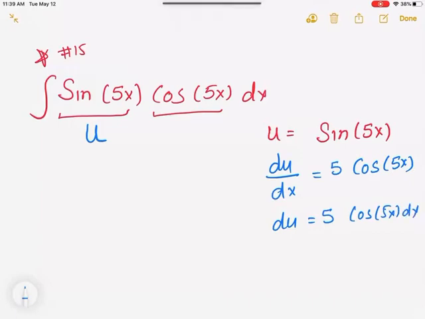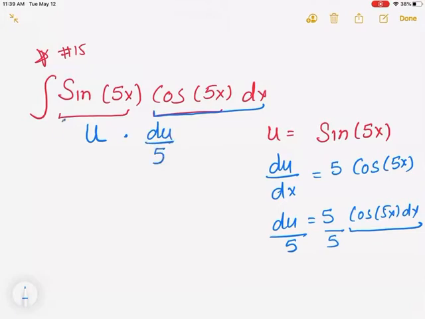Now let's see what we need here. The rest of the equation is cosine 5x dx. What I have is cosine 5x dx, and this 5 is extra, so I divide both sides by 5. Once I do it, this is how my new equation looks after substituting everything in terms of u.